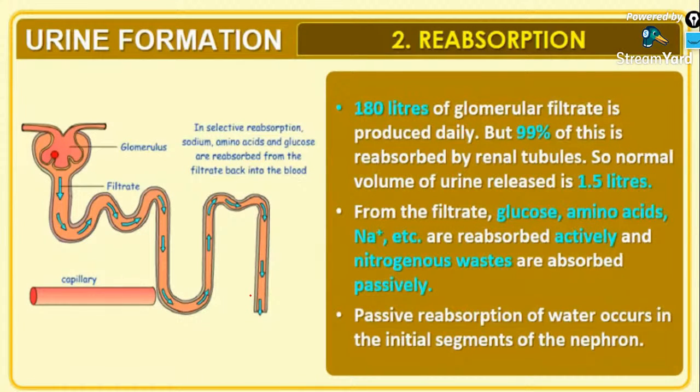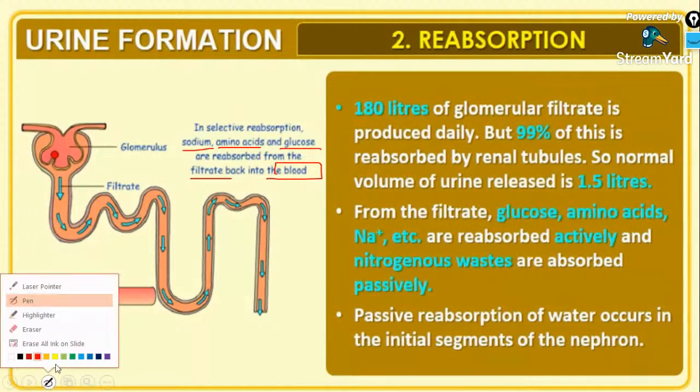So this is what we studied. In selective reabsorption, sodium, amino acids and glucose are reabsorbed from the filtrate back into the blood, because the blood has to supply them to the necessary parts. For example, sodium is required for creating impulses, so it is transported to the nervous system. Amino acids are required for energy production, and glucose provides energy inside our body. Different materials are required in different places, so substances like sodium, amino acids and glucose are actively reabsorbed from the filtrate into the blood.